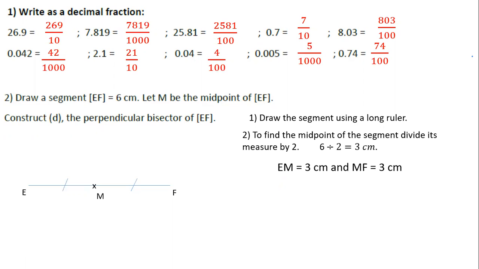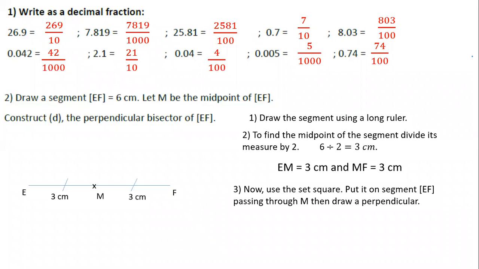Miss, it's like the circle, but half a circle. No, we don't use the protractor. To draw the perpendicular, which tool do we use? The set square. Yes, the set square. We put the set square on segment EF, passing through M, and we draw a perpendicular.